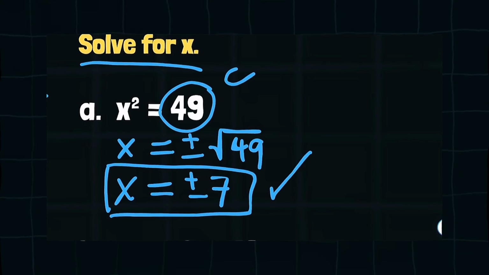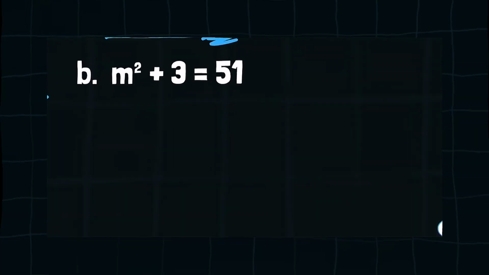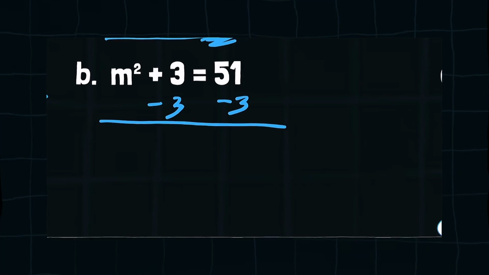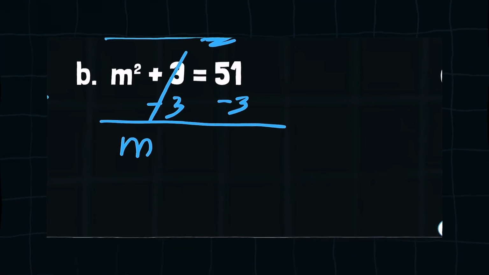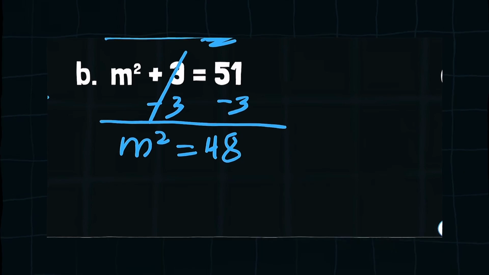Therefore, the two solutions are +7 and -7. There you have it. Moving on to the next example, given m squared plus 3 equals 51. Now what? This one is a bit different, but we can just subtract 3 from both sides to eliminate 3 from the left-hand side of our equation, leaving us m squared equals 48. As you can see, we can now apply the square root principle.